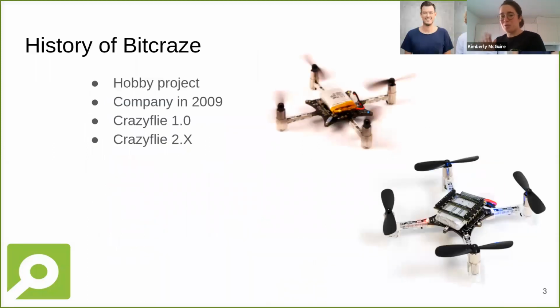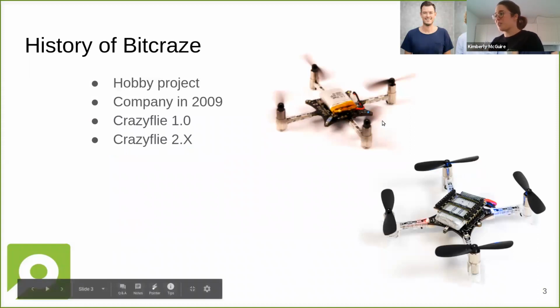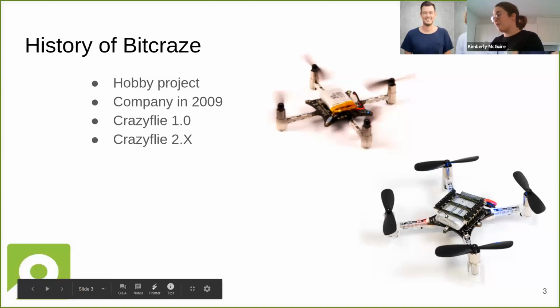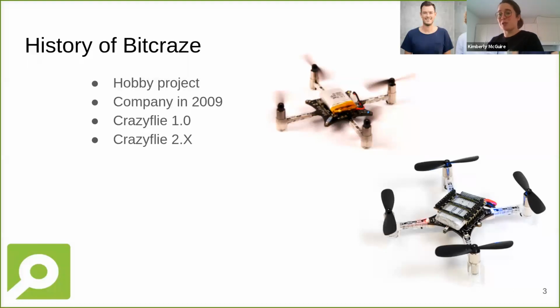A very brief history of how Bitcraze started. It started as a hobby project of Tobias, Marcus, and Arno, while they were working at another company. It grew, and more people started to like the platform, the Crazyflie 1 that you see right here. It really took off, and they started a real company in 2009. Currently we have an upgrade, the Crazyflie 2.0 and 2.1. The 2.1 is the one that you are hopefully going to use in your practicals.